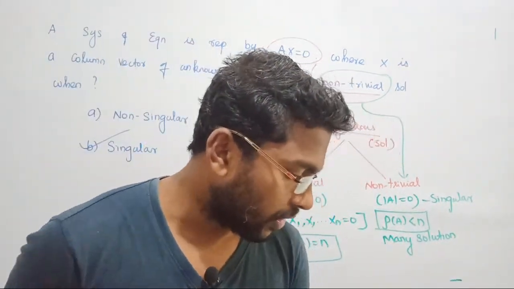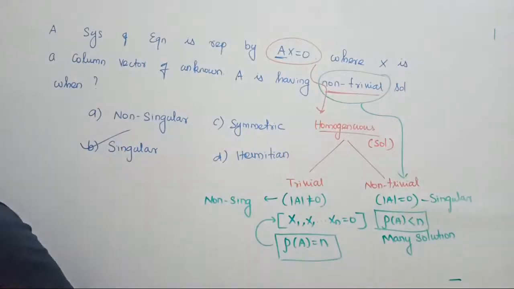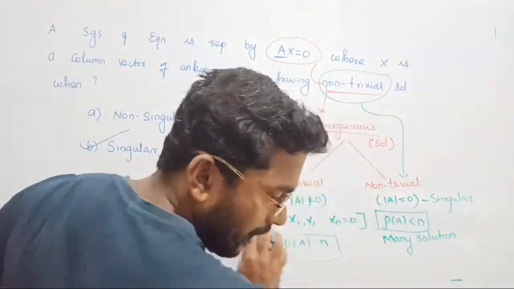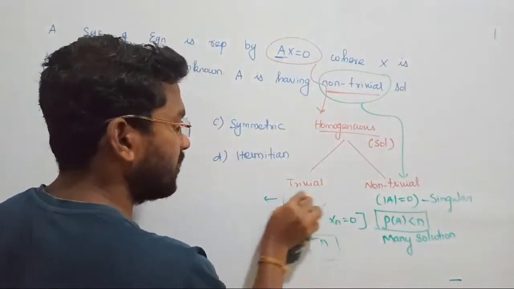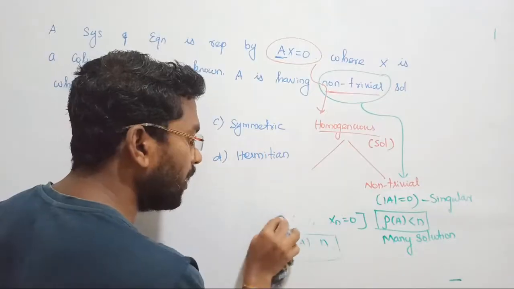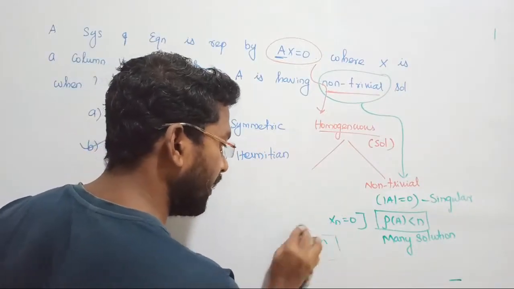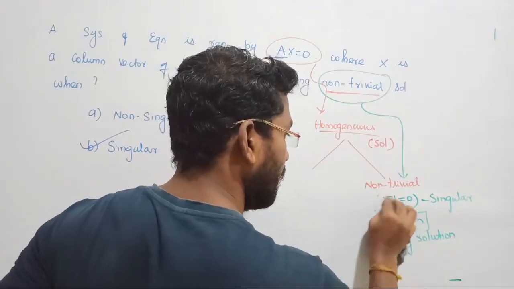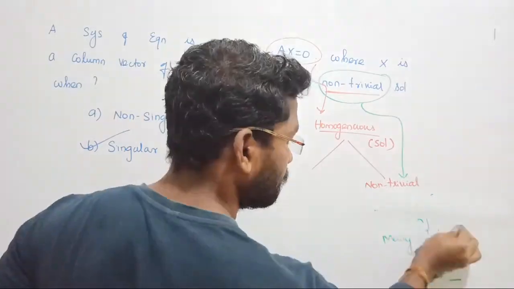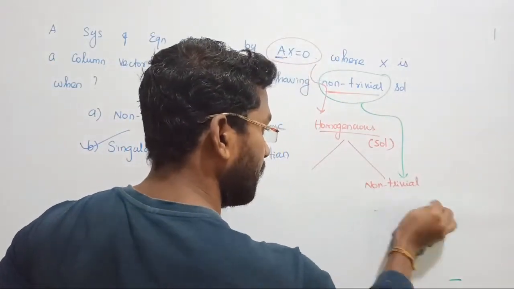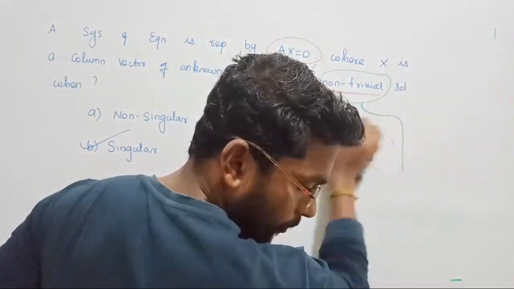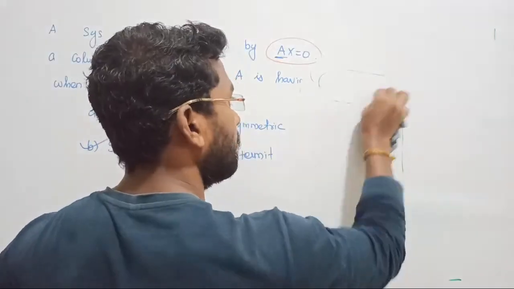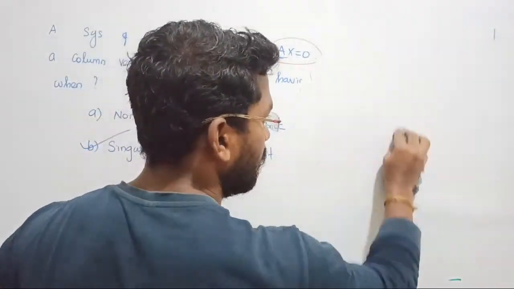Very happy. Okay, the next question is, let me rub this one. Once again, the next question: let A be a 3x3 matrix with the rank 2, right?